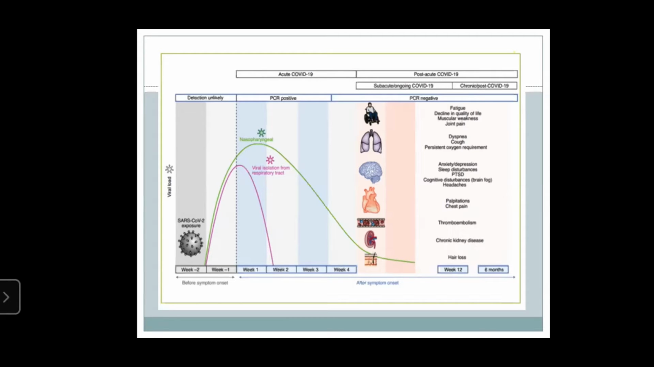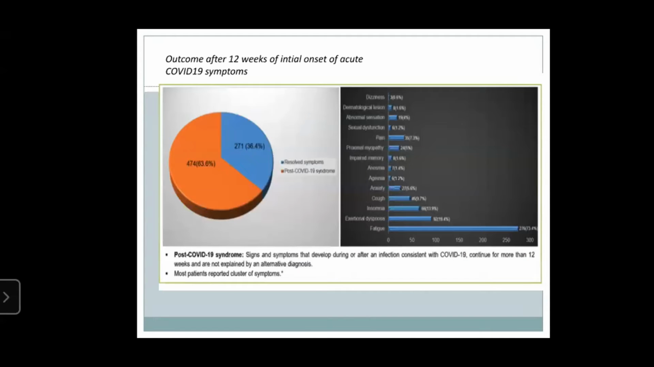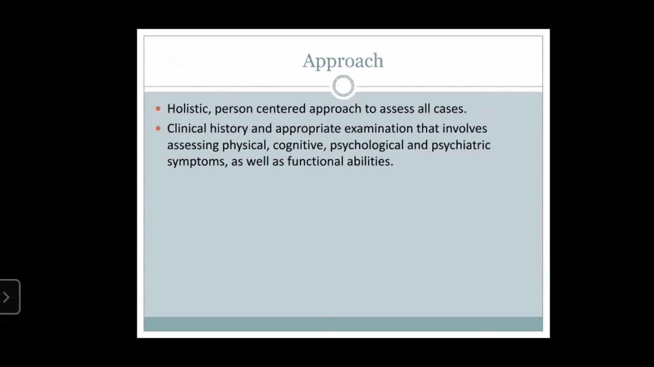Okay, next we move to the data analyzed. This is the data analyzed from our hospital, Hospital Sungai Buloh COVID-19 Rehabilitation Outpatient Specialized Service. It showed that 63.6% experience post-COVID-19 syndrome. And then actually most patients reported with a cluster of symptoms. Okay. So how do we approach this kind of cases? The keyword to approach this kind of cases is a holistic person-centered approach to assess all cases.